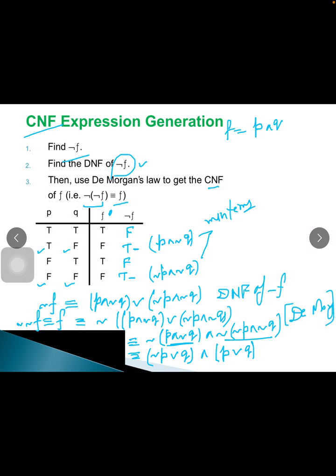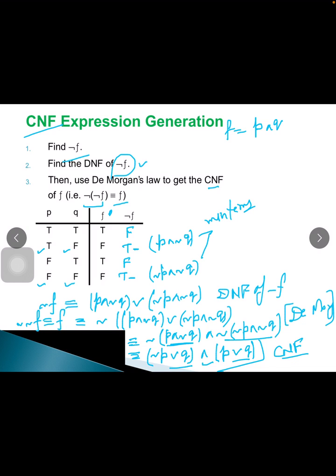So now you see here you have the negation of P or Q. This is one disjunctive clause, and P or Q is another disjunctive clause. Here we see that these two disjunctive clauses are connected by a conjunction. So this form is called the conjunctive normal form, the CNF. Clear how to find the CNF?